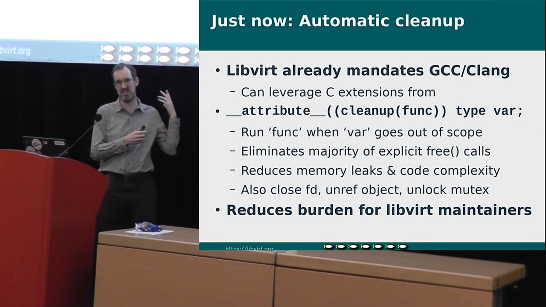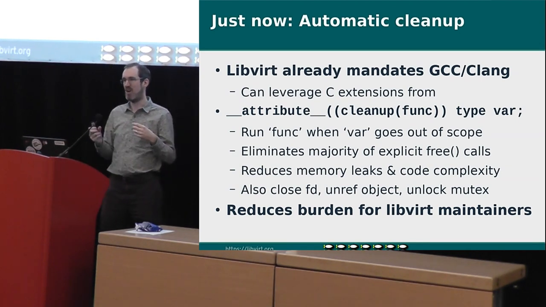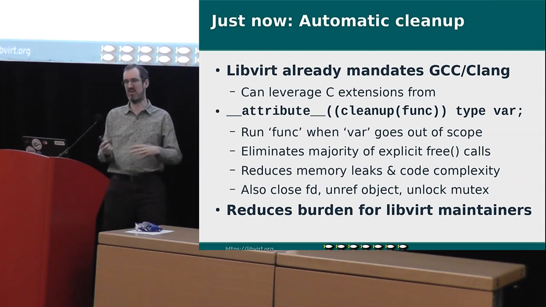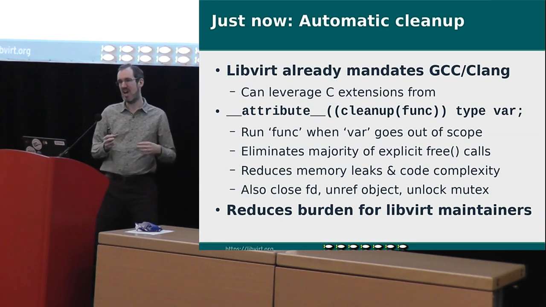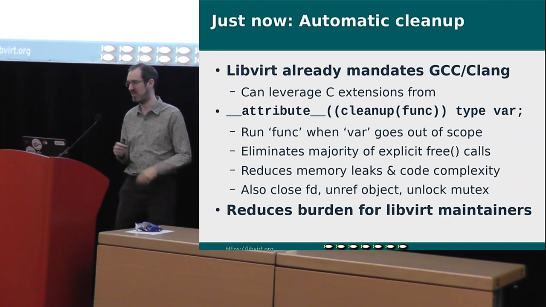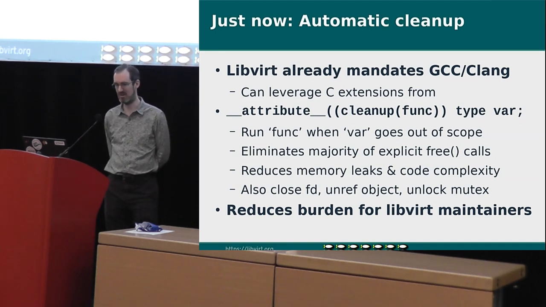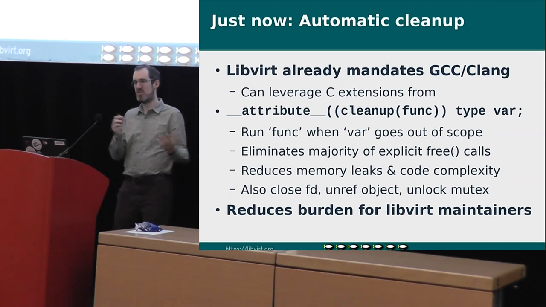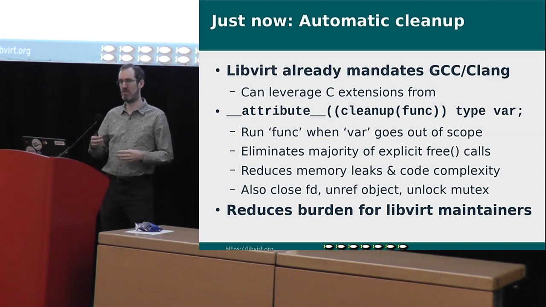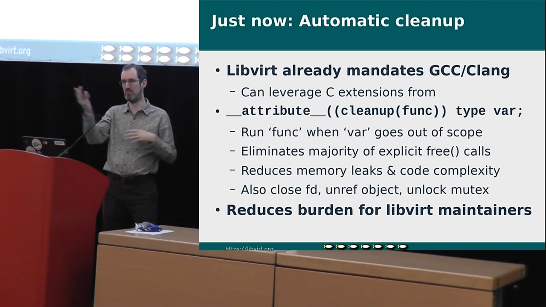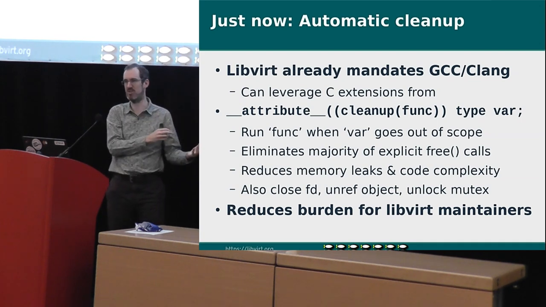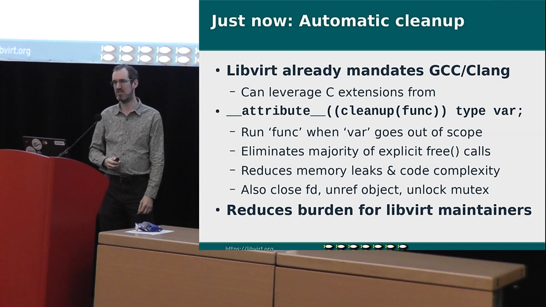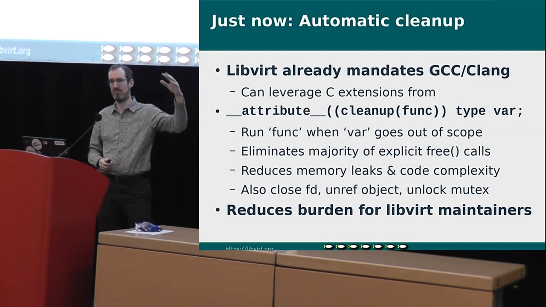So there's a fairly ugly syntax for annotating a variable declaration to say that when this variable goes out of scope, automatically run this function. And the classic reason for running a function is to just call the free API to release a block of memory. So this is good because it eliminates a whole bunch of code paths. We don't have to have a whole bunch of goto jumps to a cleanup block at the end to make sure that memory is always freed in the right place. So we get a much simpler flow through the code.